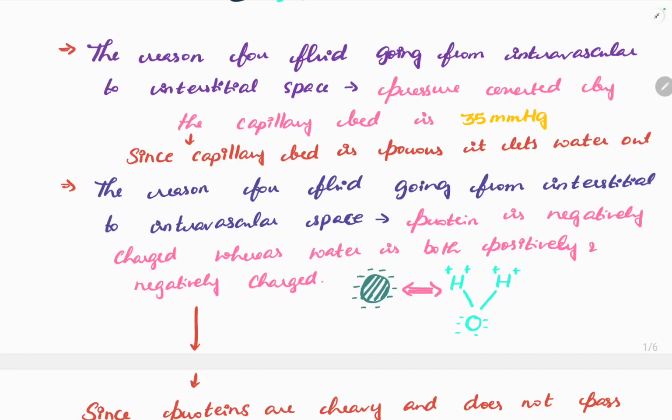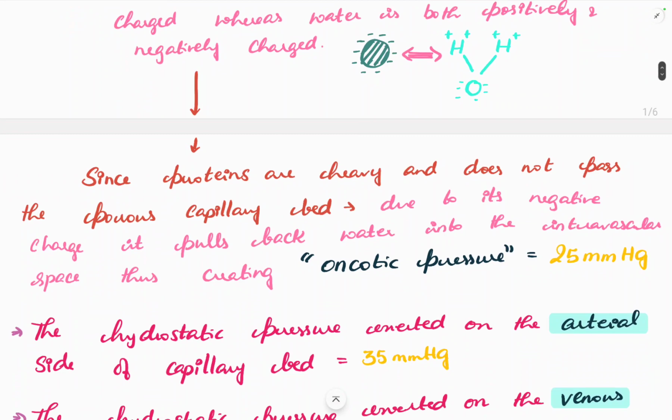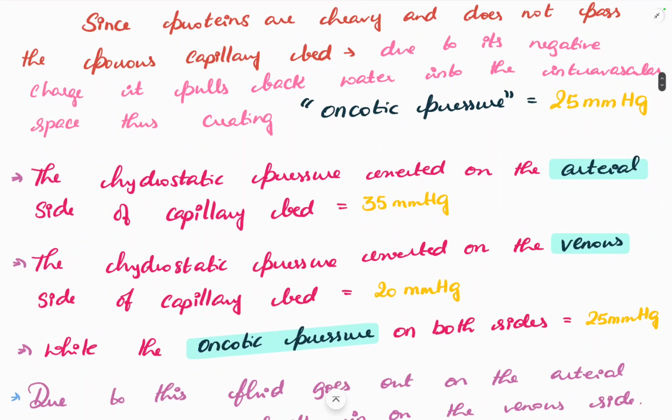The reason for fluid going from the interstitial to the intravascular space is that protein is present, which is negatively charged, whereas water is both positively and negatively charged, right? So what is going to happen? It will attract the water molecules. Since proteins are heavy, they do not pass the porous capillary bed. So the negative charge will pull back the water. Since the proteins are heavy, they are not going to come out into the interstitium, right? They are going to pull water from the interstitium into the intravascular space, thus creating what is known as the oncotic pressure, which is 25 millimeters of mercury.